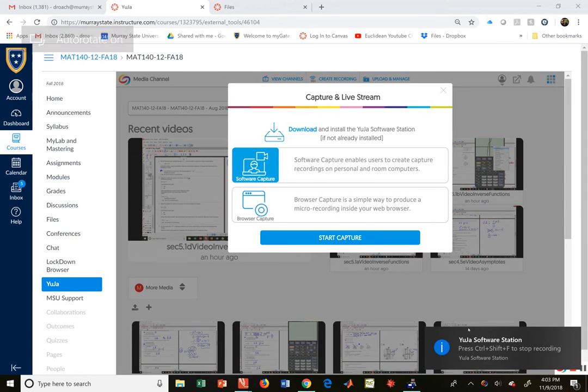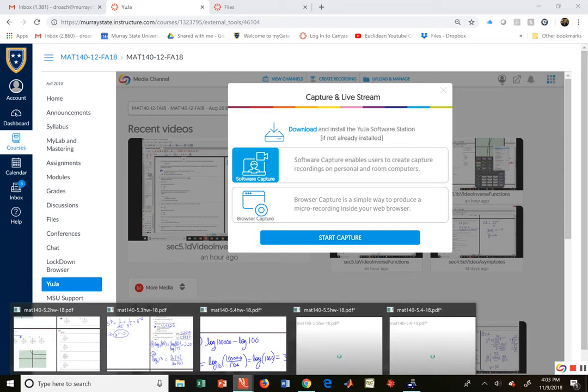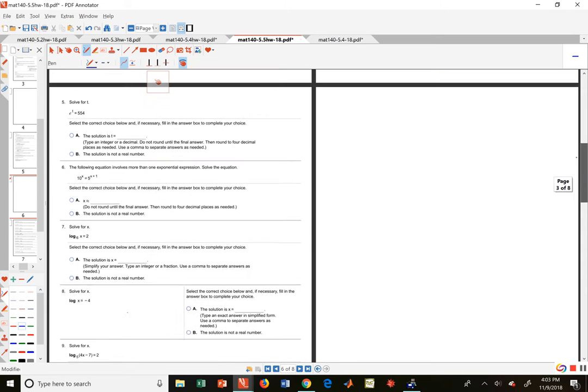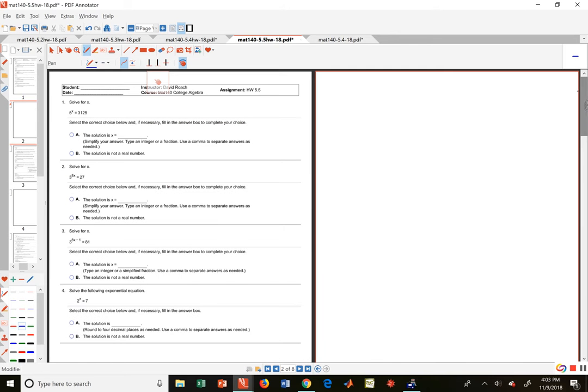Okay, we're on our last section of Chapter 5. We're working on logarithmic equations. These can be a bit daunting at first, but as you start seeing the idea, it just kind of repeats itself over and over again. So let's just jump in and start with number 1.